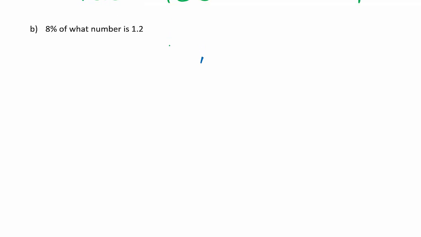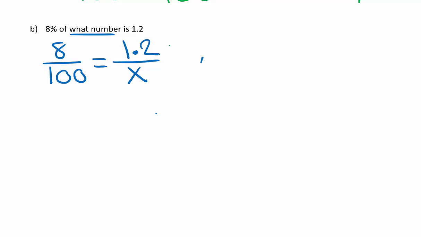In example B, let's try to use a proportion again. So 8%, we know the percent, always goes over 100. Of what number? So this time we don't know the total. The x actually goes on the bottom. 8% of what number is 1.2? So the part now is the 1.2.